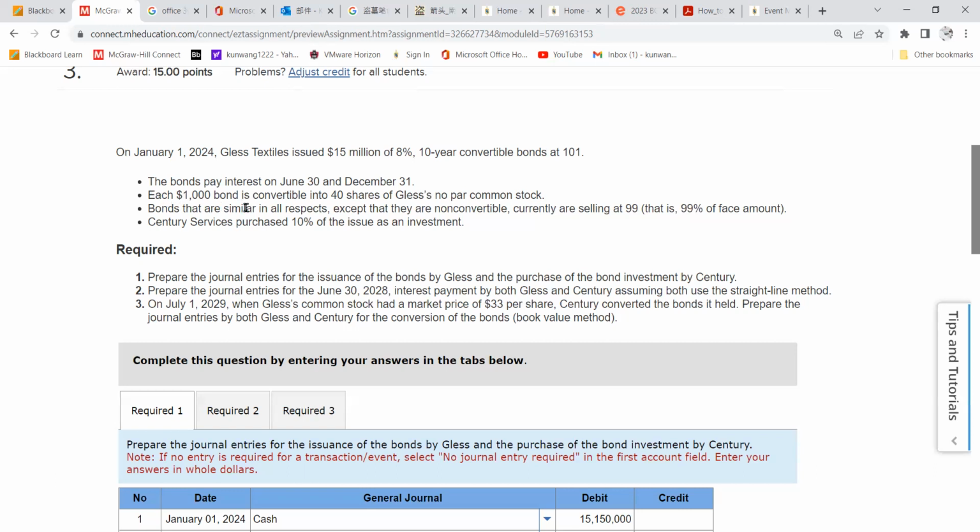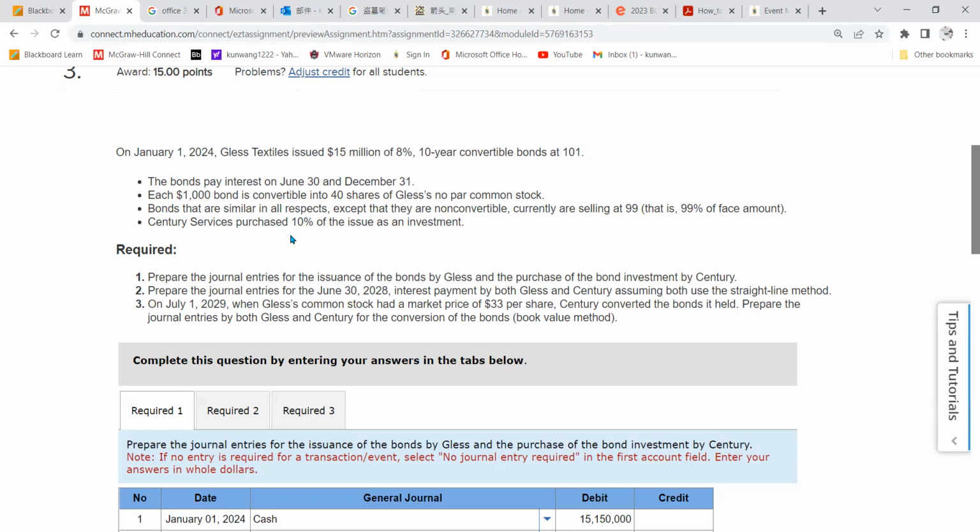And each 1,000 bond can convert to 40 shares of no par common stock. So it means we don't need to worry about the excess over par value, okay, no par. And then without the convertible feature, the bond can be sold at 99%. Means you would sell at a 1% discount, but now you sell at a 1% premium. So the value of this convertible feature gives you 2%, the value of the convertible feature is worth 2% of the face value.